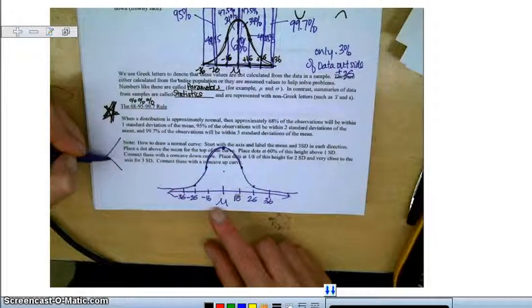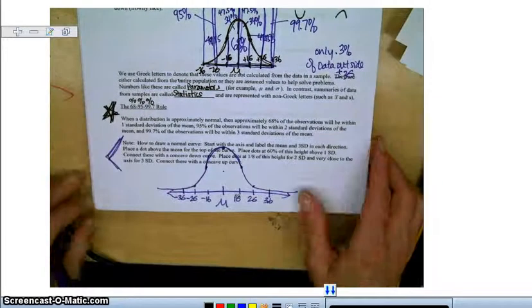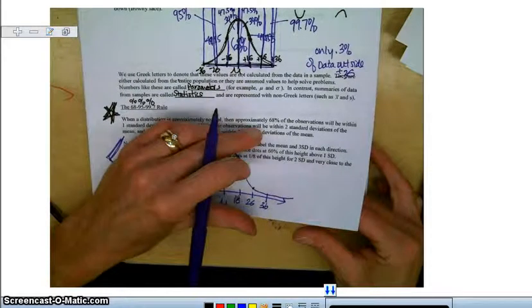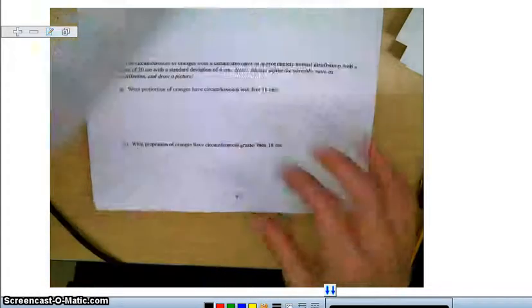So these are instructions on how to draw a normal curve, because you'll be drawing lots and lots of them. Learn to love it. It's wonderful. It will be your friend. All right, so now we're on the next page.